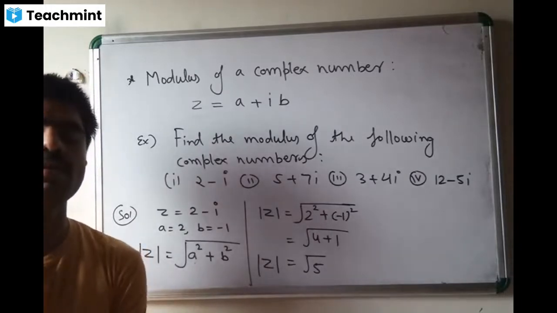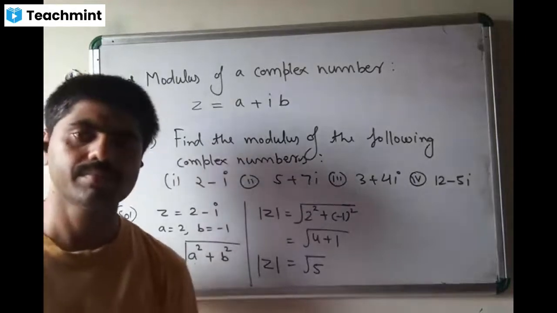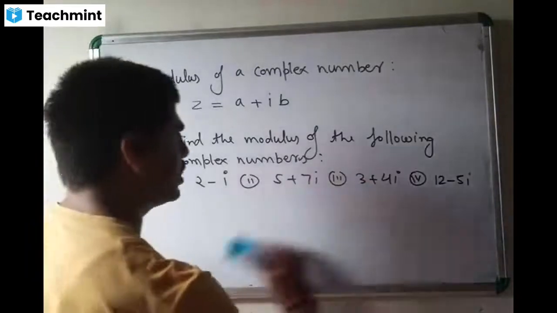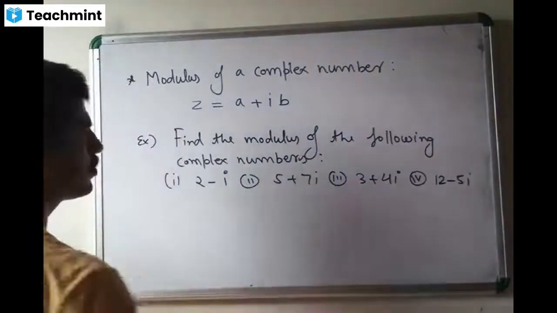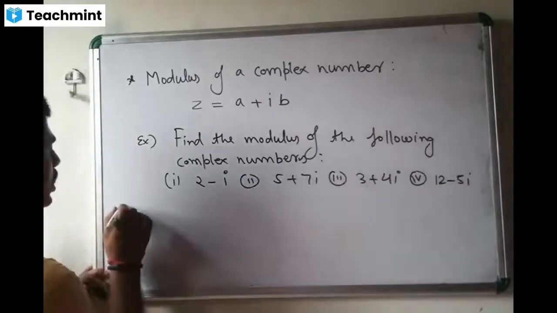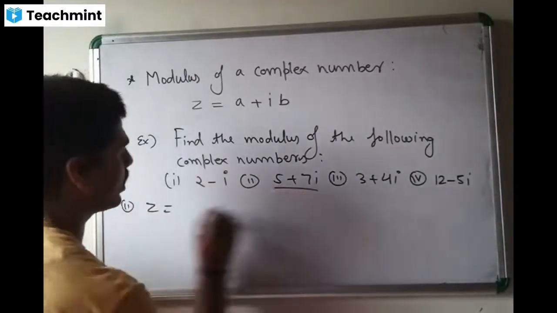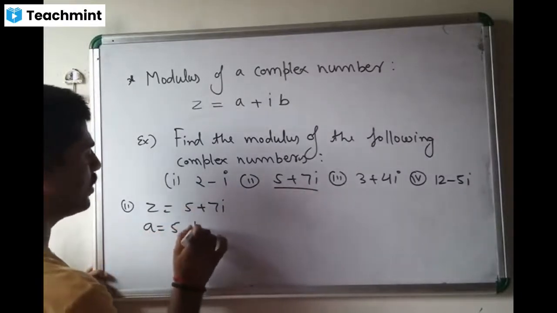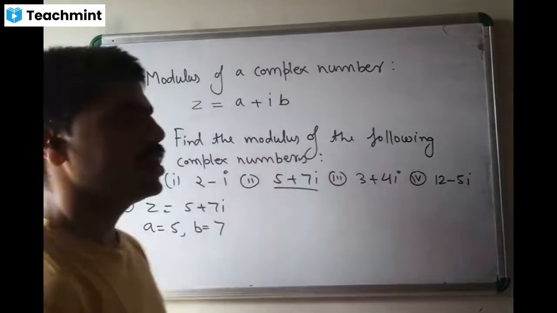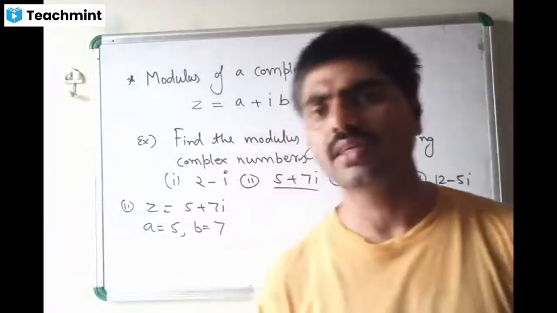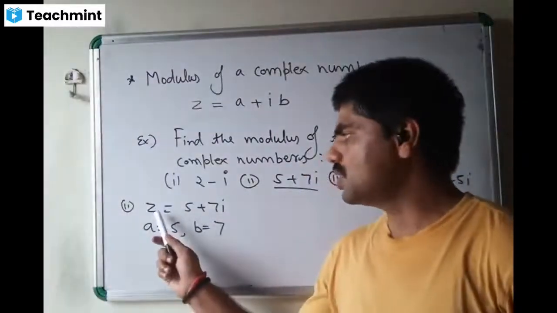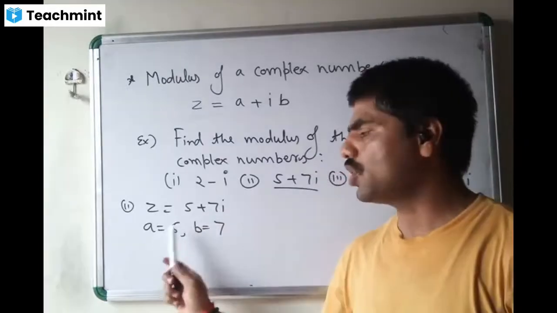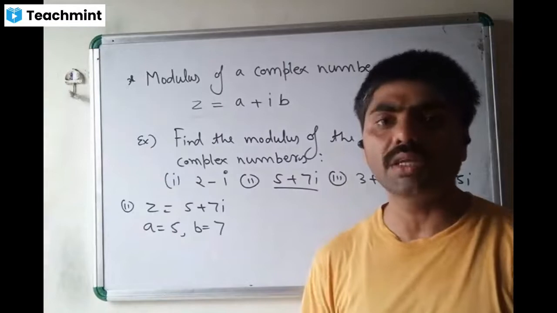Okay? Yes sir. And now to find the second and remaining two, you will find right now. Now see, the second question is Z is equal to 5 plus 7i. Tell me, the real part is equal to what? 5, and the imaginary part is 7. Yes or no? Because Z is equal to a plus ib, so a is 5 and b is equal to 7. This a is called the real part and this b is called the imaginary part.